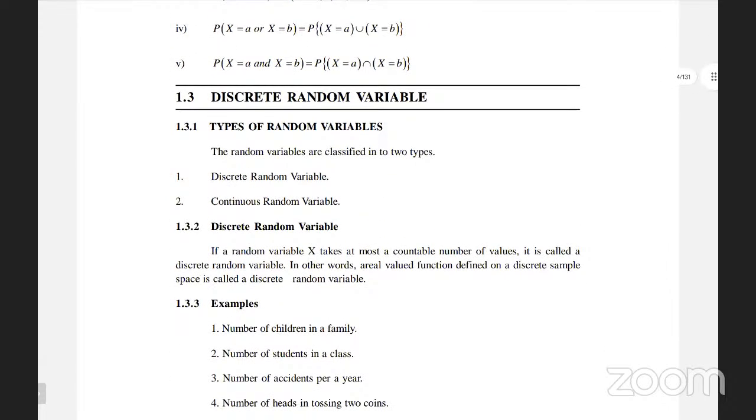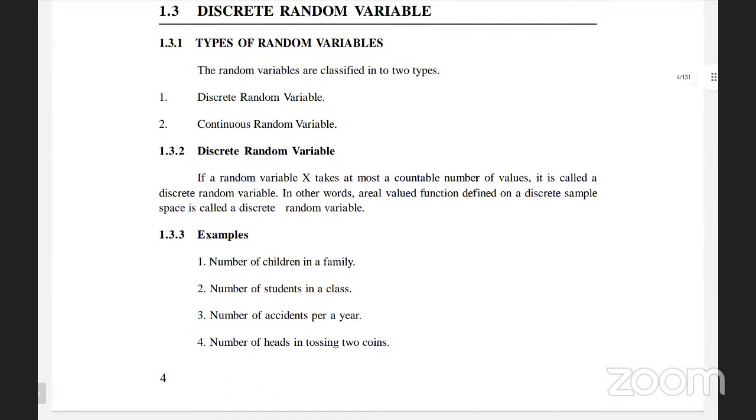Types of random variable. Random variables are classified into two types: discrete random variable and continuous random variable. Discrete random variable: if the random variable capital X takes at most a countable number of values, it is called a discrete random variable. In other words, a real valued function defined on a discrete sample space is called a discrete random variable.